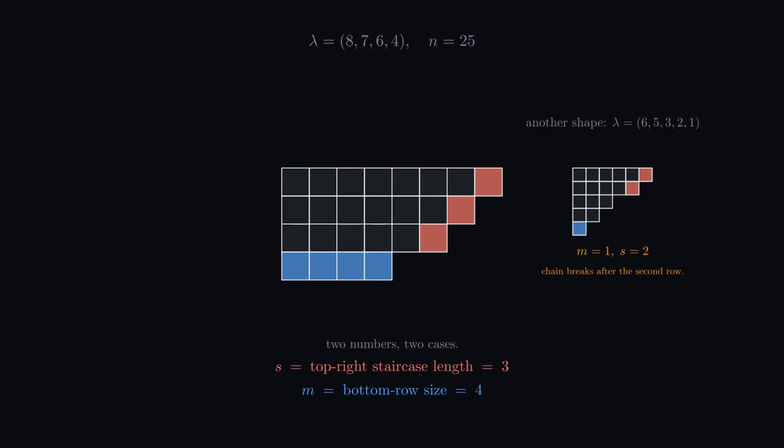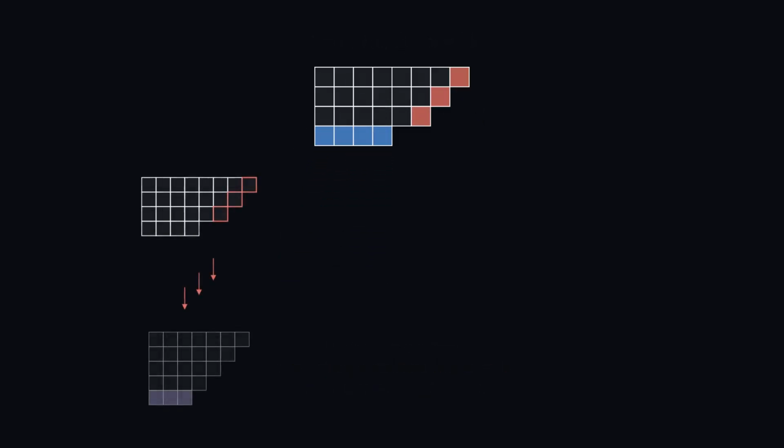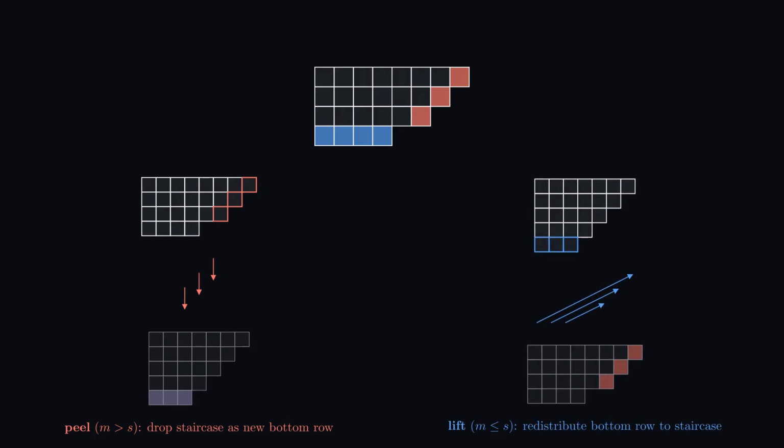2 numbers, 2 cases. Move 1 is peel. When M exceeds S, we take the S staircase cells and drop them as a new bottom row of length S. The partition gains a row. Move 2 is lift. When M is at most S, we take the M cells of the bottom row and distribute 1 to each of the top M rows. The partition loses a row. Either way, the length parity flips and each move undoes the other.